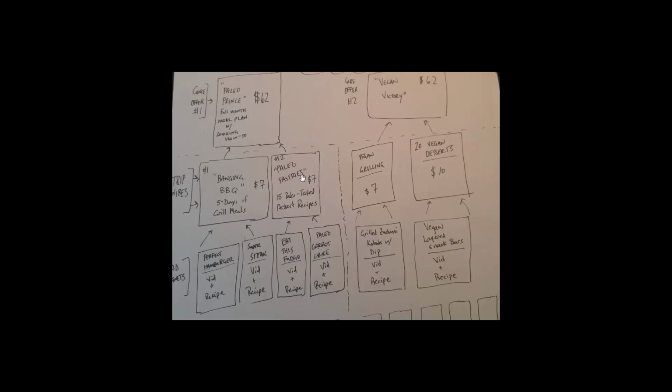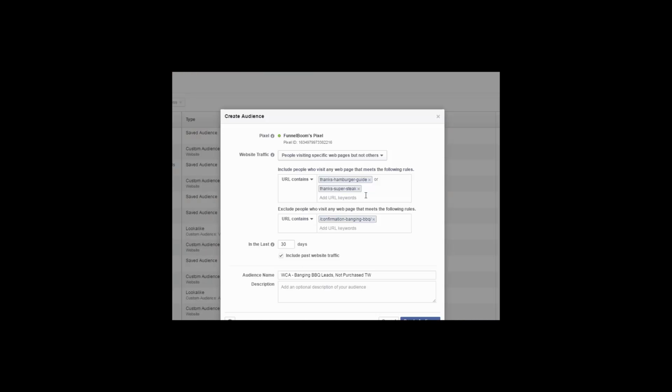But the problem is the scalability and the flexibility, the segmentation power is a little more manual. I mean, imagine if we added another lead magnet here associated with Bangin' Barbecue. You'd have to go back into Ad Manager, and then you'd have to add the URL to this audience. You have to go back and edit our custom conversion. So that's really where that tedious part comes in.